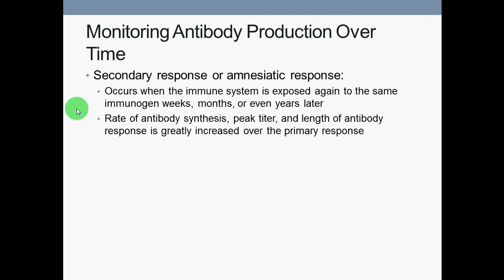At that point, the rate of antibody synthesis skyrockets. It's greatly increased over the primary response. And that's because you already have the ability, you already have antibodies there. B cells know how to make the antibodies. So as soon as you're exposed to that same microbe again, production goes into a high rate because your immune system is primed and ready to go.